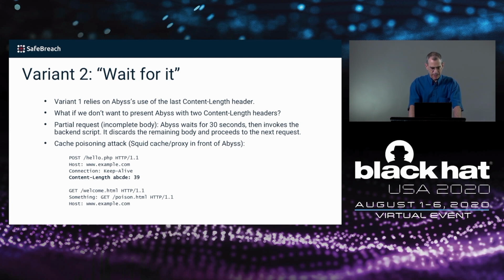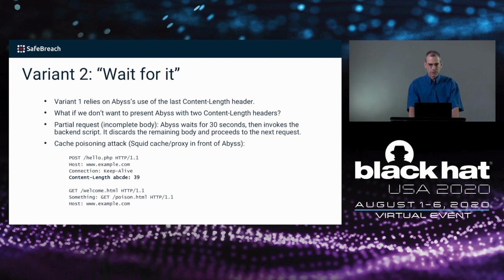So Abyss in such a case will wait 30 seconds, and then it will invoke the backend script and provide the proxy or the client with the data that this script generated. And after additional bytes are received in the TCP connection, they will be silently discarded until the full body is read. And then Abyss will start parsing the next request.